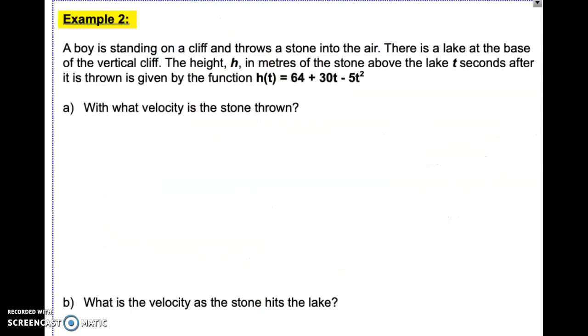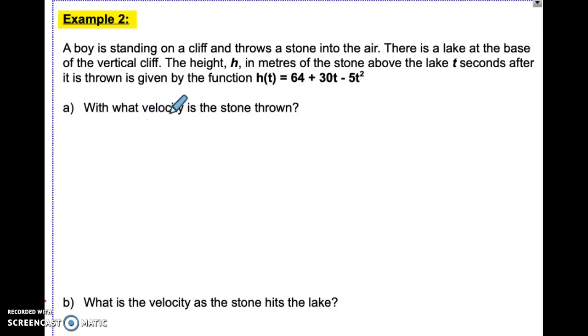So here's our next example. A boy is standing on a cliff and throws a stone into the air. There is a lake at the base of the vertical cliff. The height h in meters of the stone above the lake t seconds after it is thrown is given by the function h of t. With what velocity is the stone thrown?